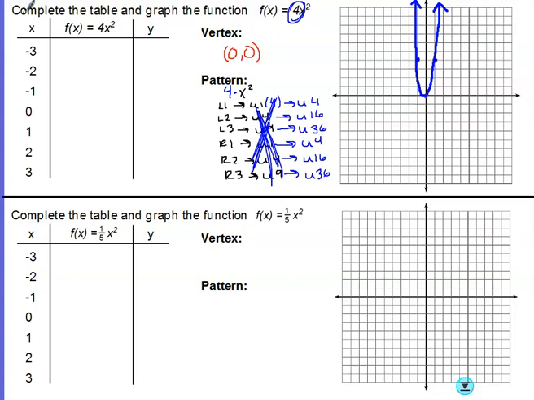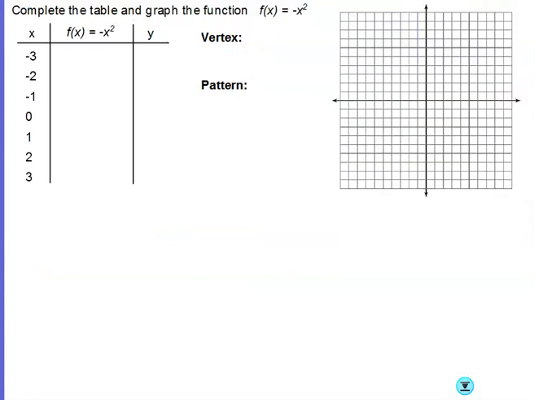From here, we'll go ahead and skip the next one and move on to our next slide, where we now put a negative in front of our x squared. I'll create the chart here and we'll see how this transforms. So negative, and then in parentheses negative 3 squared, means I have a negative, and negative 3 squared is 9, so this becomes negative 9.